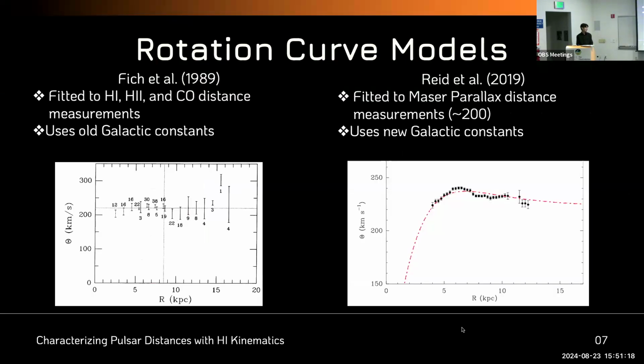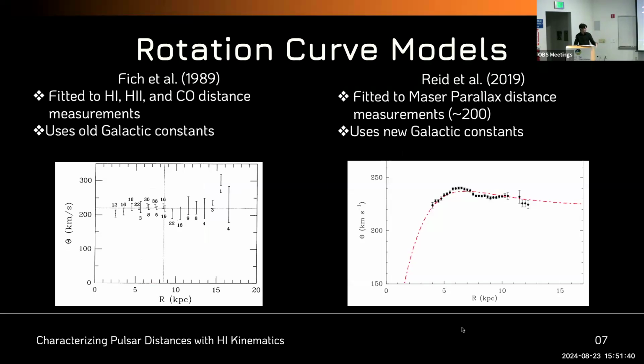So since we're looking into H1 kinematics, we've got to look into the rotation curve models that actually help us translate these H1 cloud radial velocities to distance measurements. On the left, you see the rotation curve model adopted from 1989 in the Fich et al. paper, and this is primarily fitted to H1, H2, and CO distance measurements.